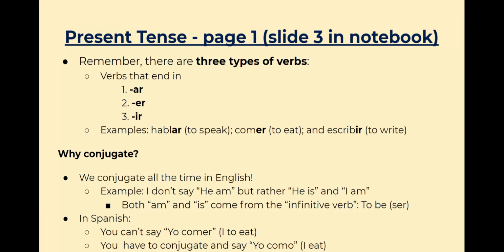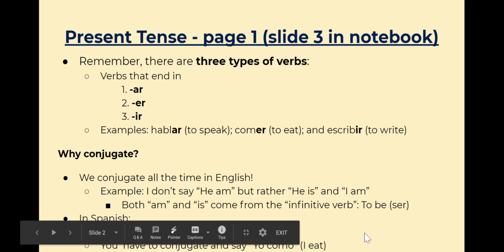So why do we conjugate? We conjugate all the time in English. So examples could be, I don't say "he am," but rather "he is" and "I am." Both am and is come from the infinitive verb to be, which is ser in Spanish. In Spanish, you can't say "yo comer," I to eat. You have to conjugate and say "yo como," I eat.